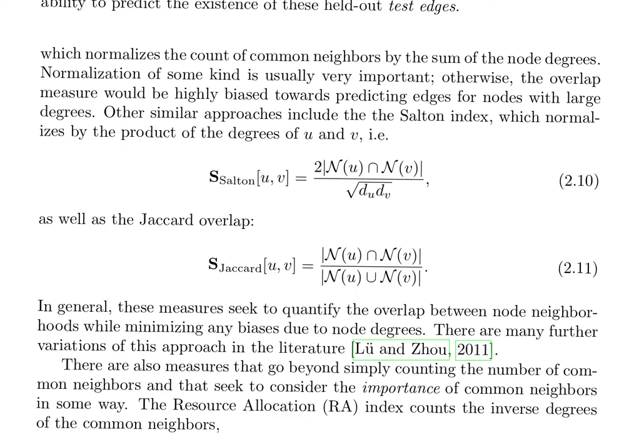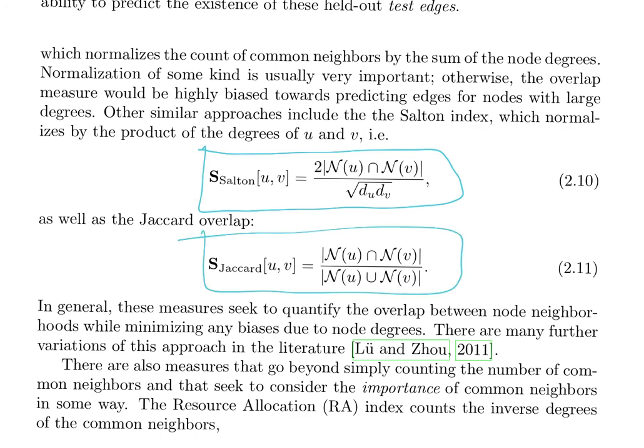features. Similar to the previously mentioned similarities, you have the Salton similarity or Salton index, which is defined like this. You also have the famous Jaccard overlap, which is like this, and it is the cardinality of the intersection of the neighborhoods divided by the cardinality of the union of them. And there are more things on this in this resource.